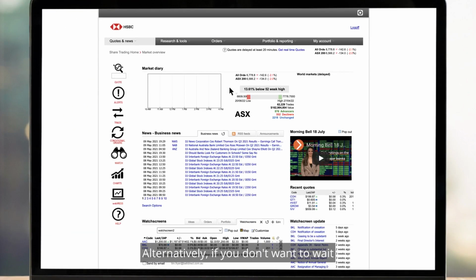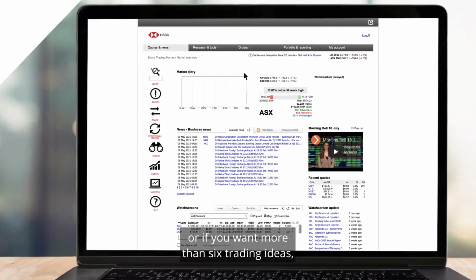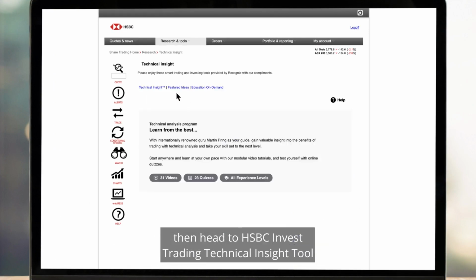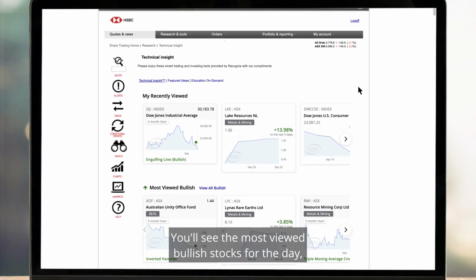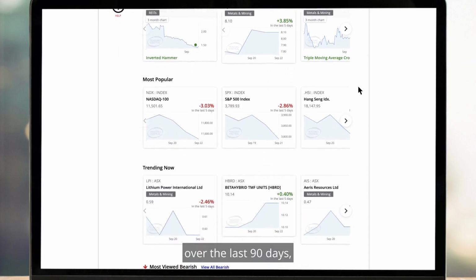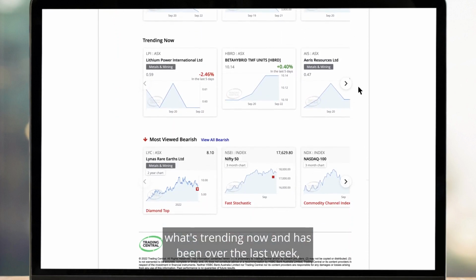Alternatively, if you don't want to wait for your daily trading ideas email, or if you want more than 6 trading ideas, then head to HSBC Invest Trading Technical Insight Tool, powered by Trading Central. You'll see the most viewed bullish stocks for the day, the most popular stocks that clients are looking at over the last 90 days, what's trending now and has been over the last week, as well as the most viewed bearish stocks for the day.